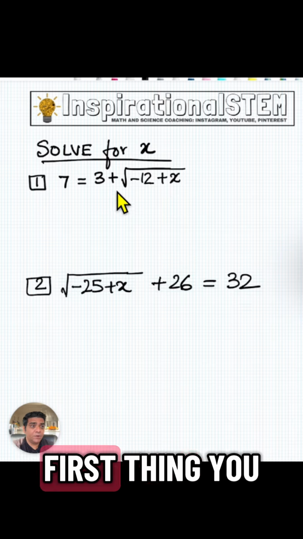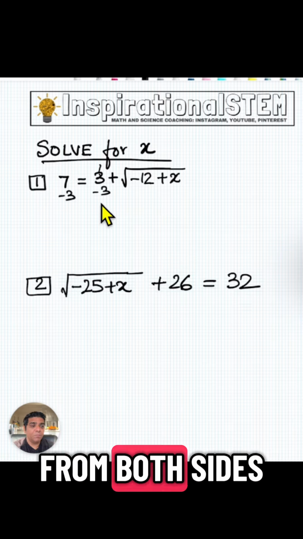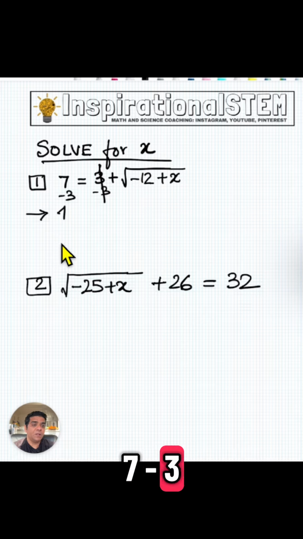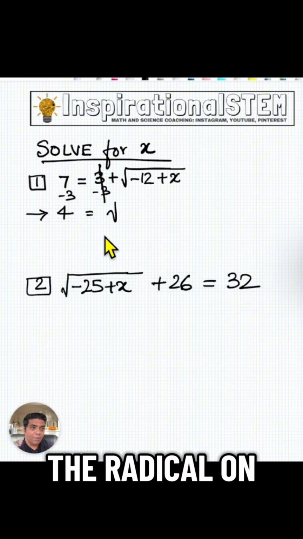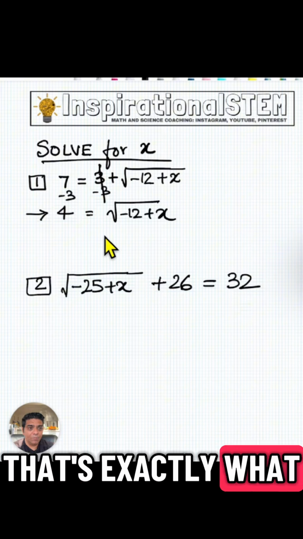When you get a problem like this, the first thing you want to do is isolate the radical. You want the radical by itself. So subtract 3 from both sides. You see the 3 gets cancelled here. You get 7 minus 3 is 4 equals, now you have the radical on the right hand side, square root of negative 12 plus x. That's exactly what we wanted to do.